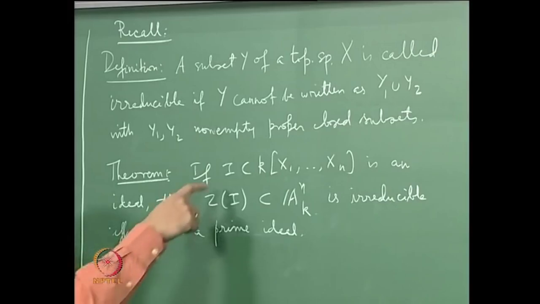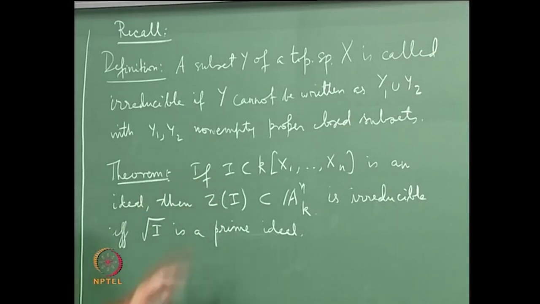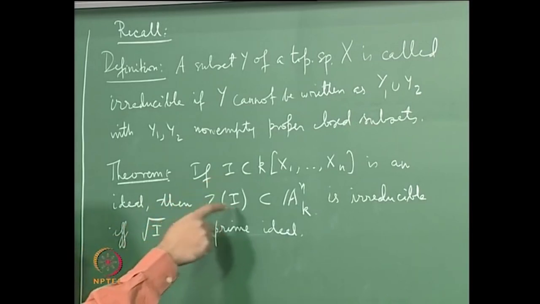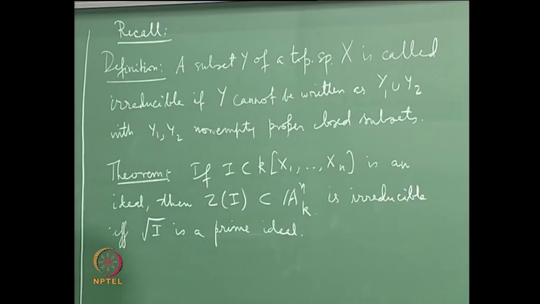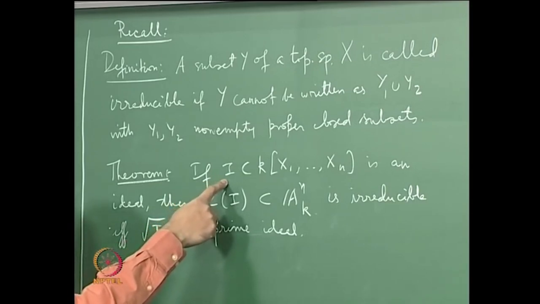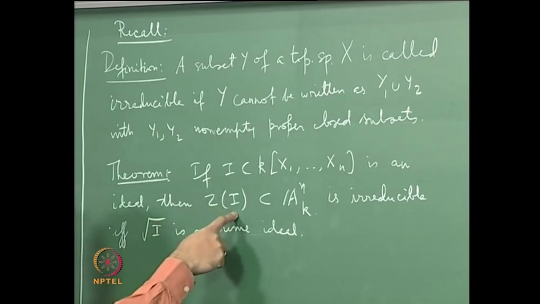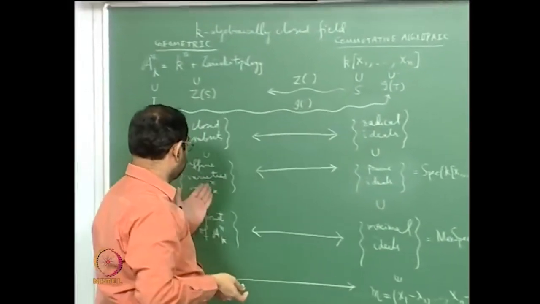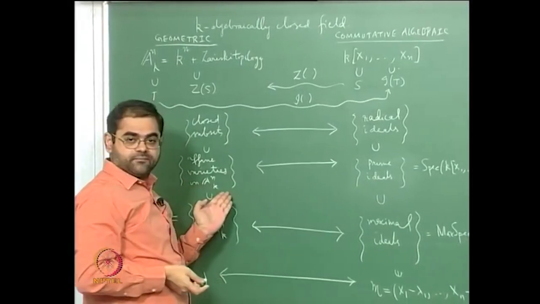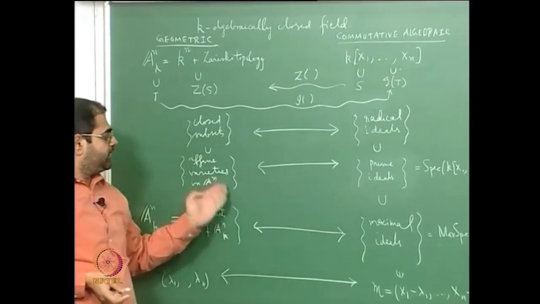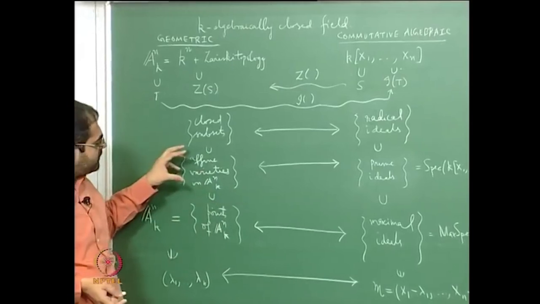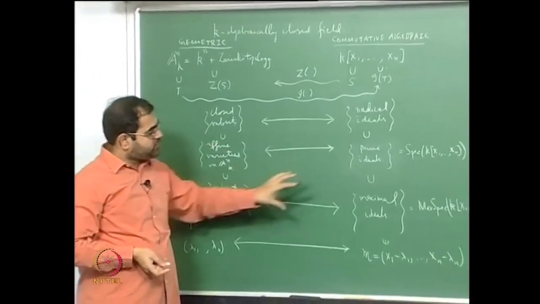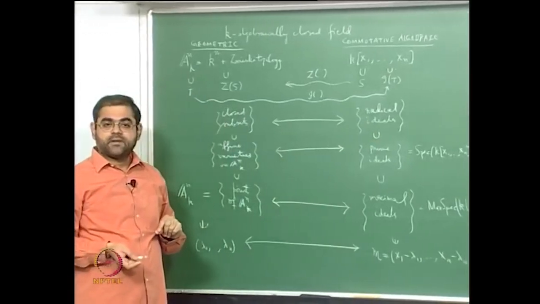So what this means is that if I already started with the prime ideal, then Z of I will be irreducible. And conversely, if I already started with the radical ideal, then saying Z of I is irreducible is the same as saying that the ideal itself is prime, okay. And that is essentially what gives you this correspondence in the middle, okay, that the affine varieties in A^n correspond to prime ideals, okay.